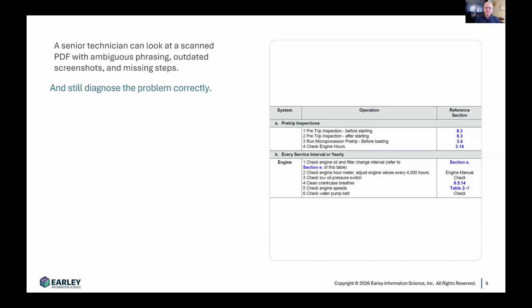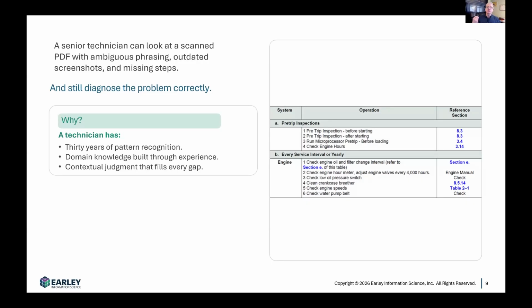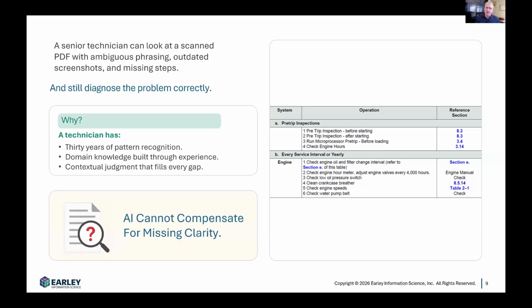So when you have a senior technician who's looking at a PDF, many times there's ambiguity in those documents. Many times there are missing steps, and they can derive or imply that they understand this because they've been doing this for so long, and they can have judgment that's going to fill in the gaps. So you look at a piece of information, and many times the AI cannot compensate for the missing clarity, right? We're going to give you some examples of that.